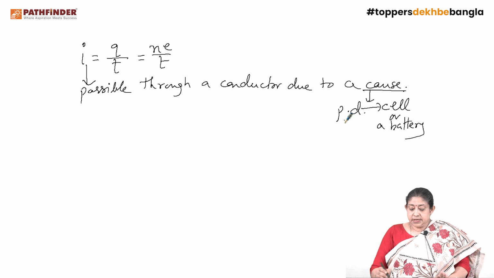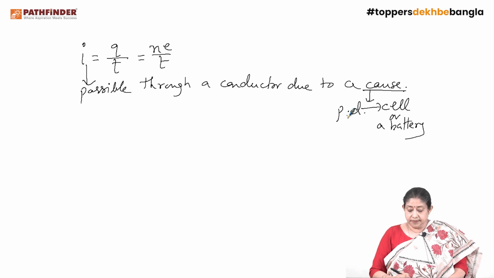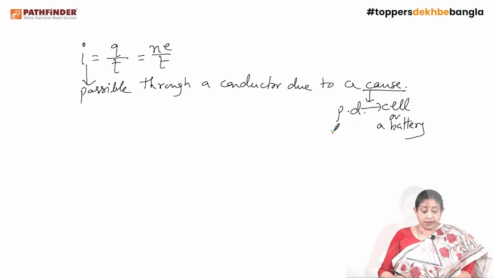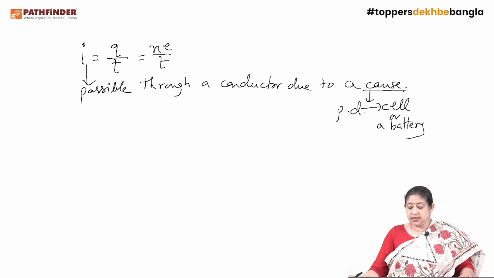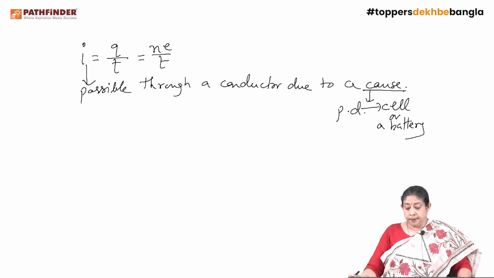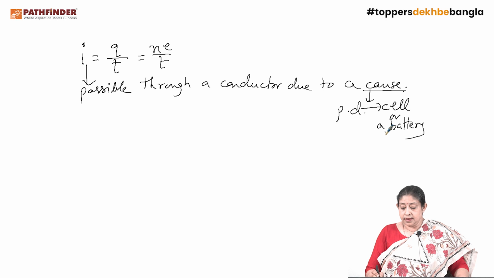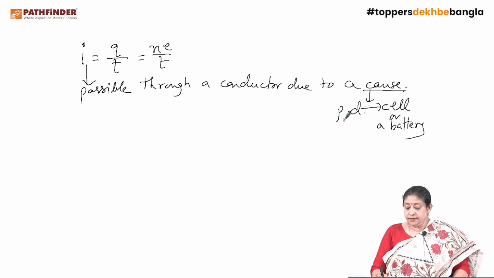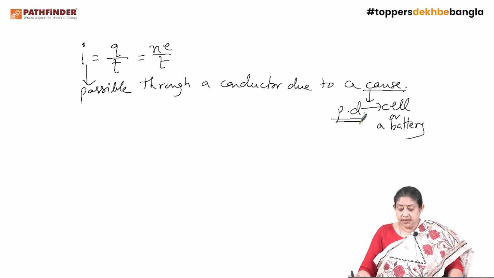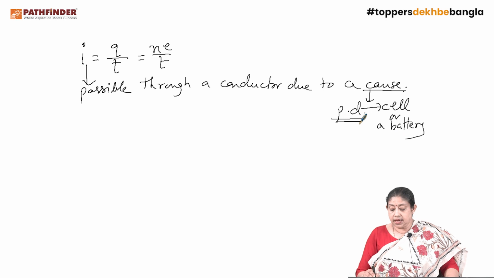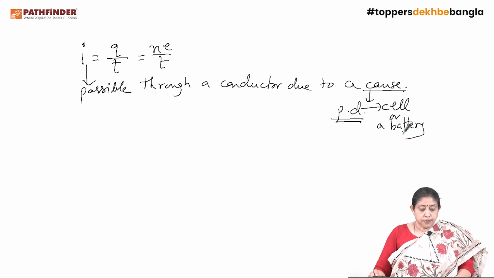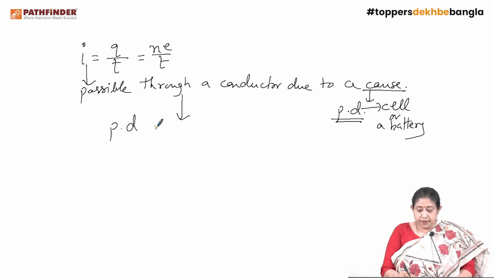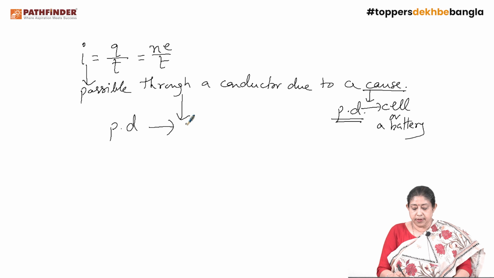So therefore there must be some relationship between the cause and the effect, that is between the amount of the current flowing and the potential difference. The flow of current through a conductor is due to a cause. The cause is nothing but potential difference which is maintained across the conductor by the cell or the battery. Now this potential difference is related to work done. So I repeat, the potential difference is related to the work done.